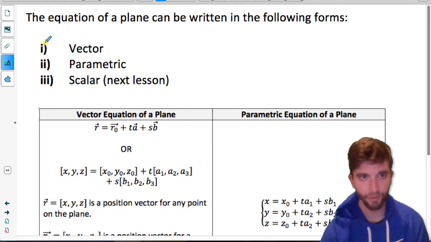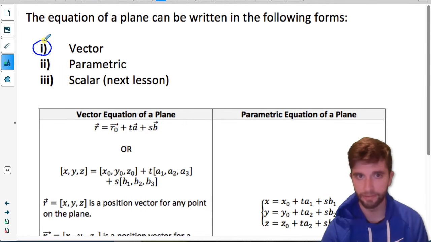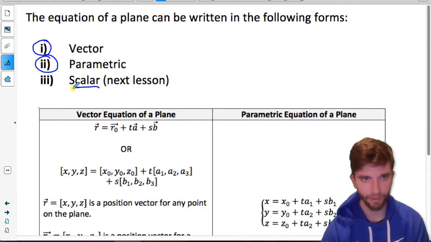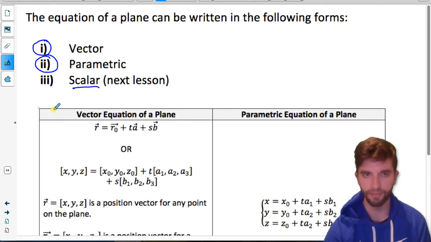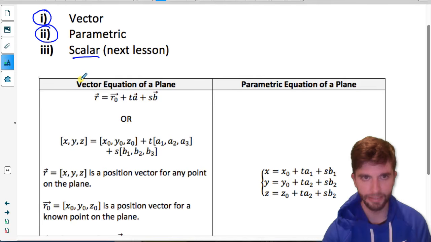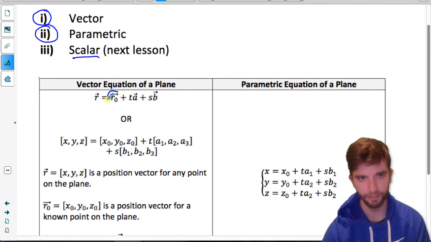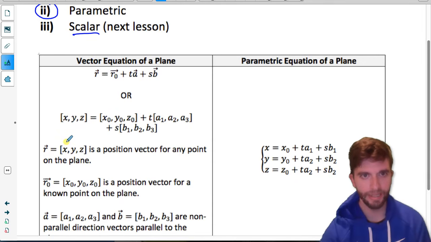So in this lesson, we're going to be focusing mainly on the vector equation of a plane. We'll also talk about the parametric equation, and scalar equation of a plane is next lesson, so stay tuned for that if you're interested in the scalar equation of a plane. But like I just said, the vector equation of a plane is a sum of three vectors: your position vector plus scalar multiples of your two direction vectors. And when working with planes, we're always working in 3 space.